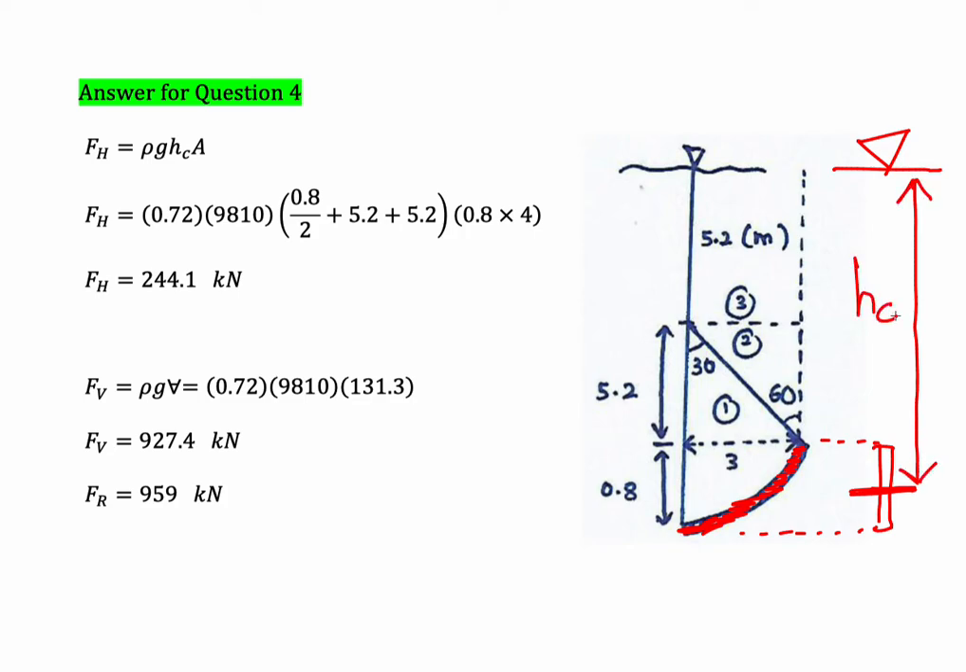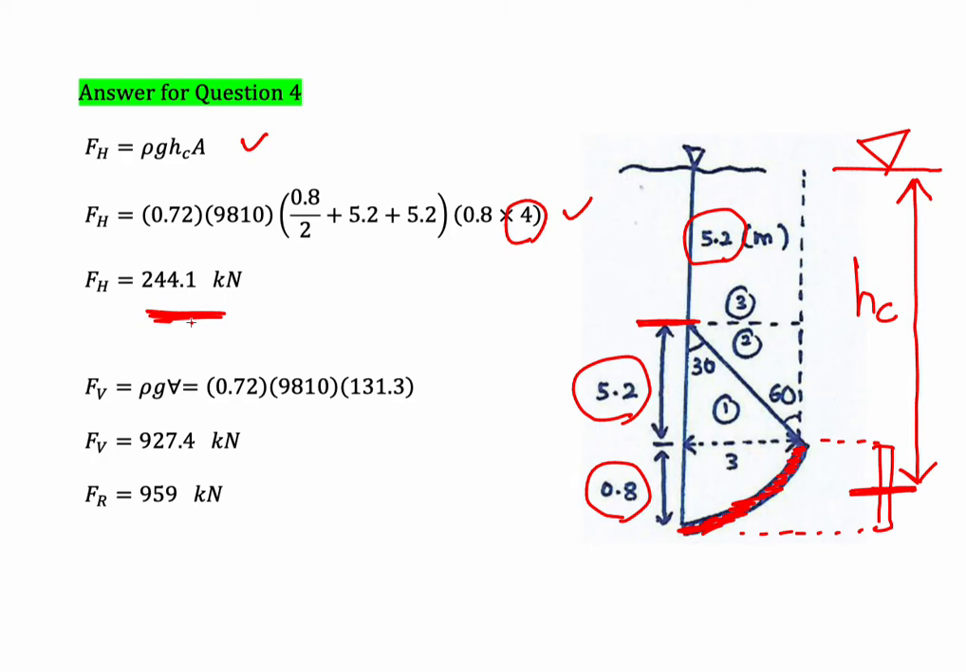I think you could calculate this one. Based on the diagram, we know that the height of the projection area is 0.8. Then this distance is 5.2 meter until the center of the circle, and then we have another 5.2 meter above the center of the circle. We could calculate the horizontal force using this equation, and the width is 4 meter here. The horizontal force is equal to 244.1 kilonewton.